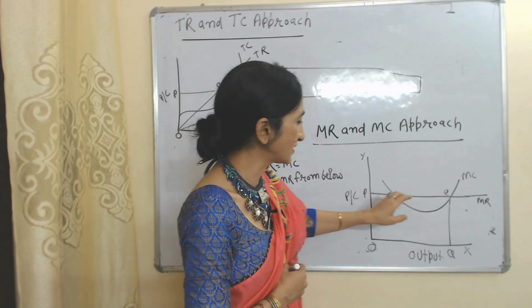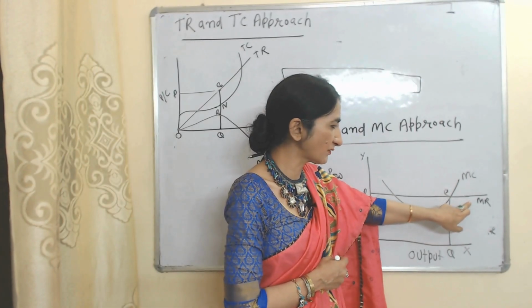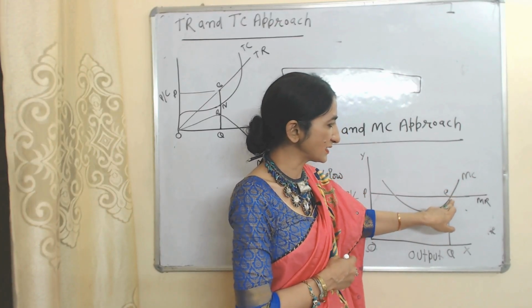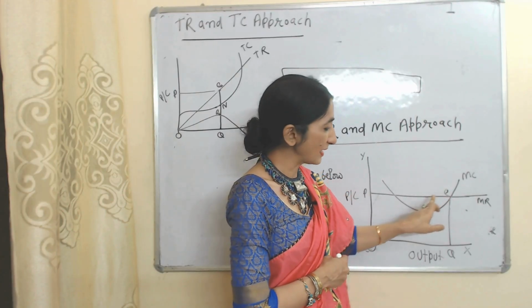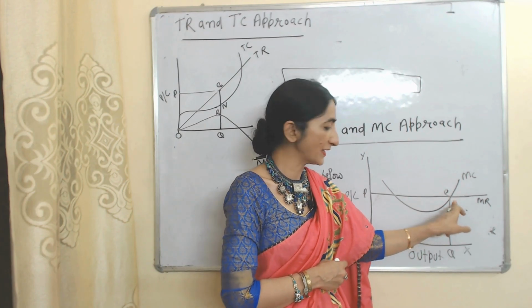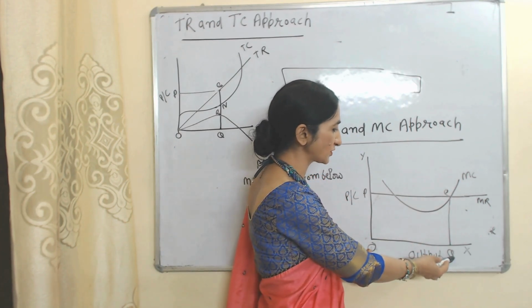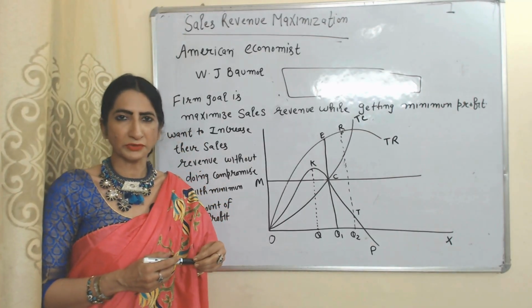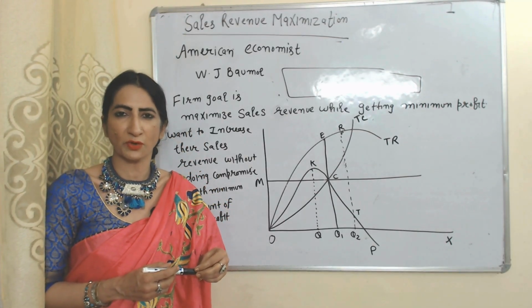Here you can see at this E point, this one is our MR curve, this one is our MC curve. At this E point, you can see MC equal to MR and MC cuts MR from below. So E point will be called profit maximization point, and profit maximization output is OQ and profit maximization price is OP. Now we are going to talk about sales revenue maximization objective.